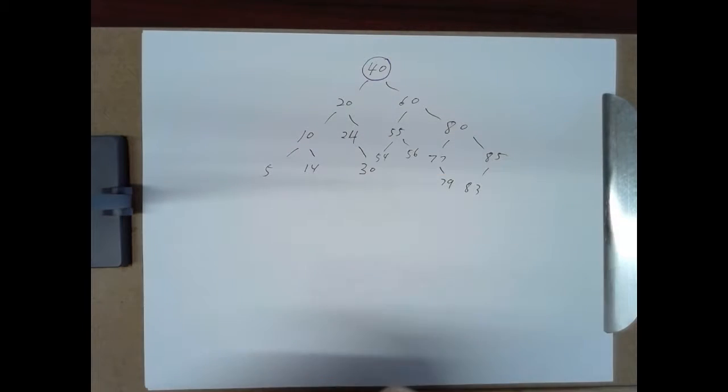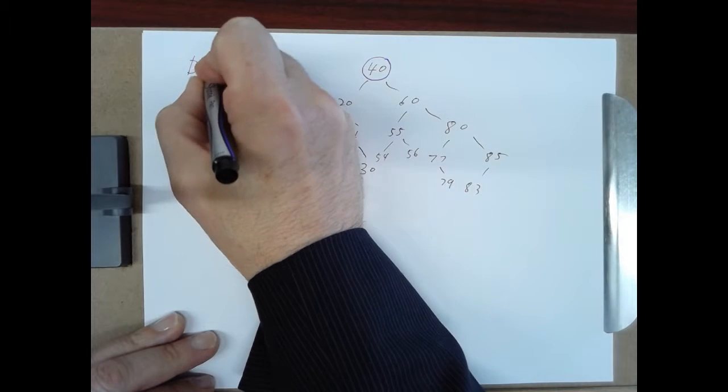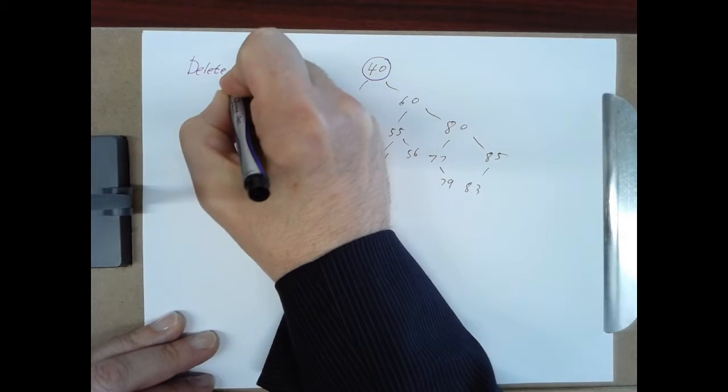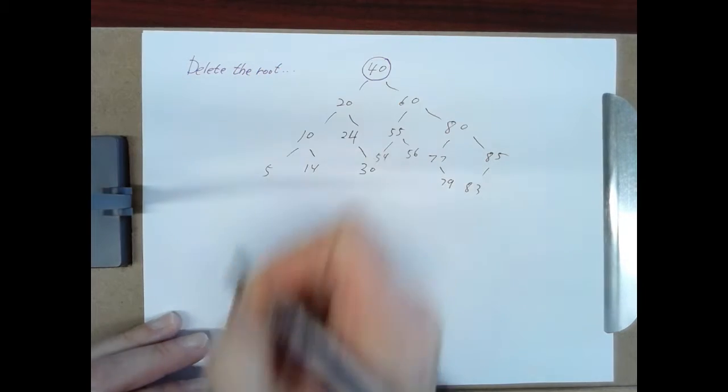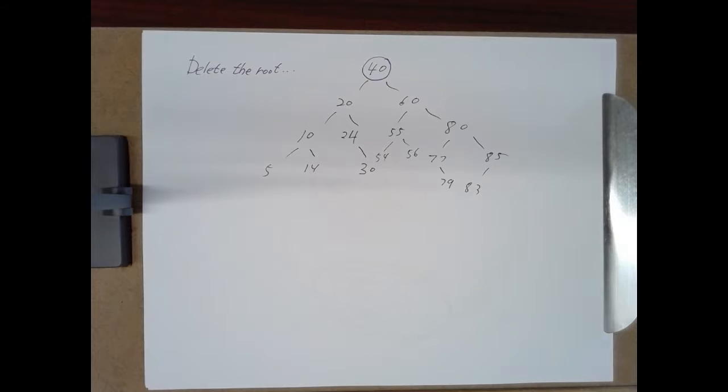So deleting the root is the hardest part, and the algorithm we're going to talk about first is for deleting the root of a tree. And it'll turn out if we want to delete something that's not a root, we can change that into a problem which is deleting the root of a tree. So let's just delete the root. And this is the algorithm we're going to use.